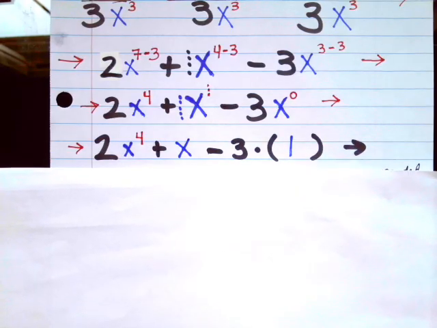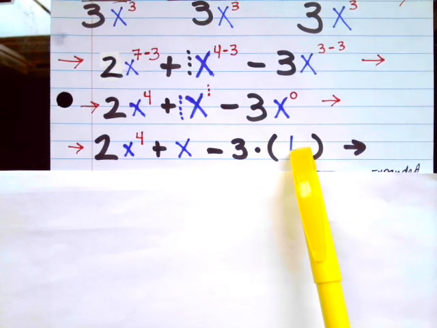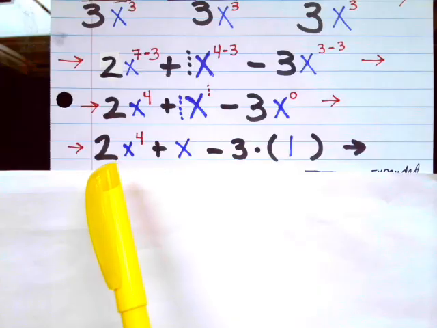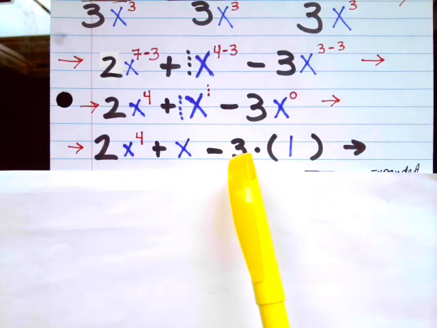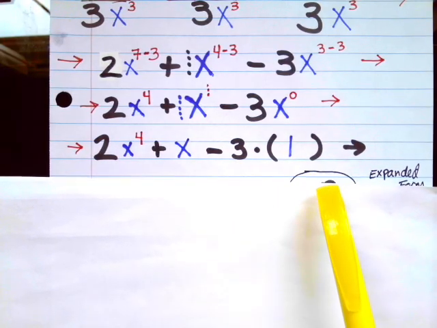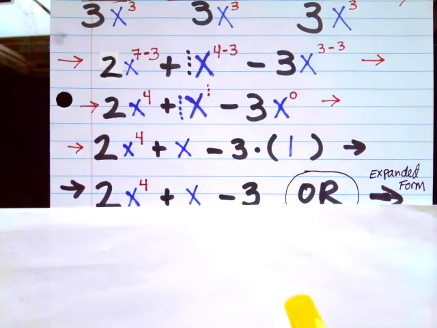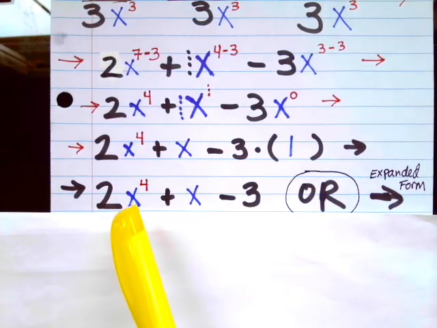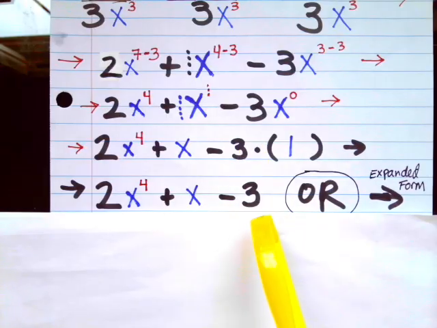So I'm breaking this down. I'm showing you that here. I just bring these terms down as I'm simplifying. Negative 3 times a 1 is a negative 3 value. So 2x to the 4th power plus x minus 3. I have factored that original term down to its simplest form.